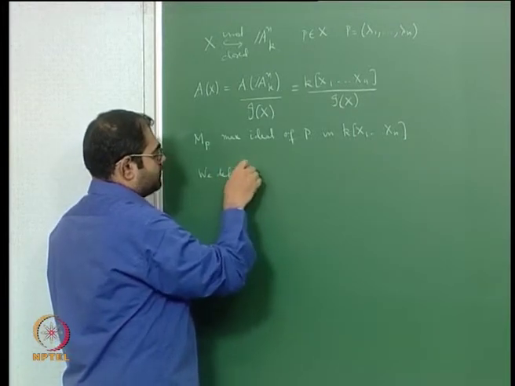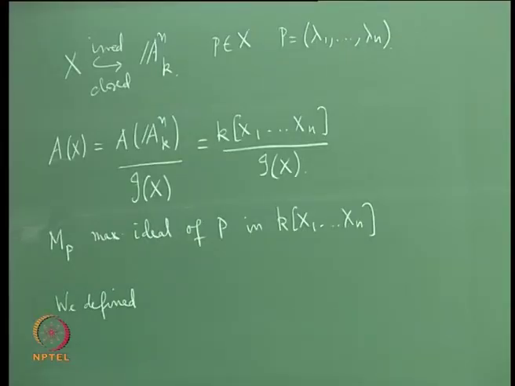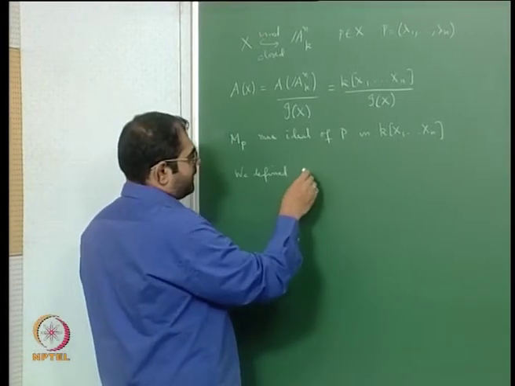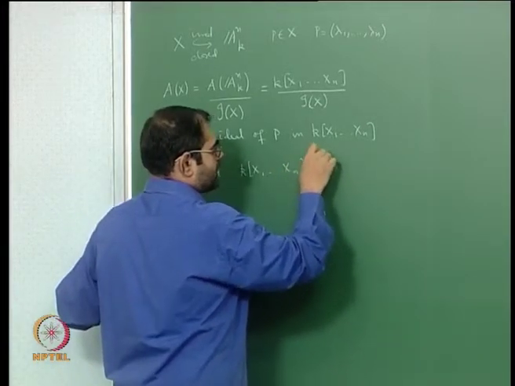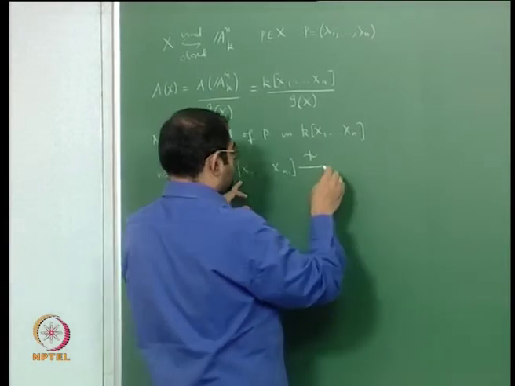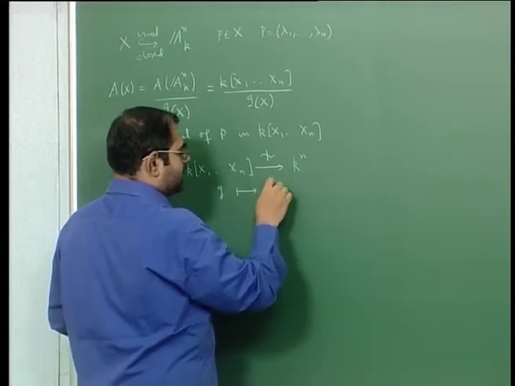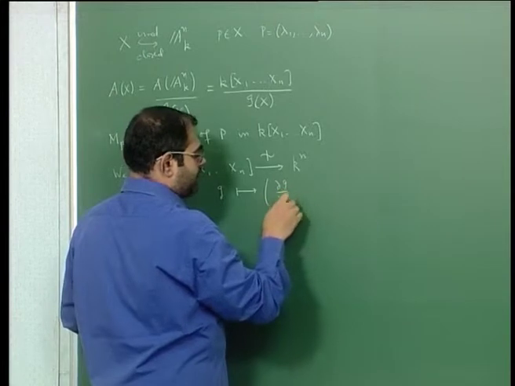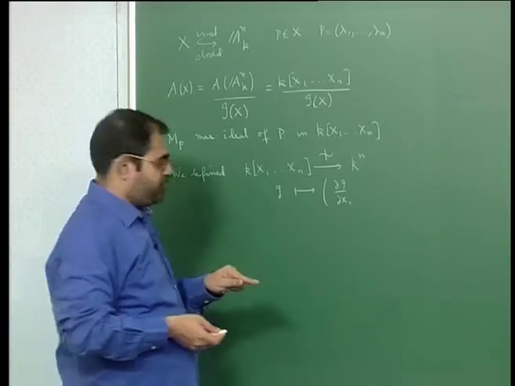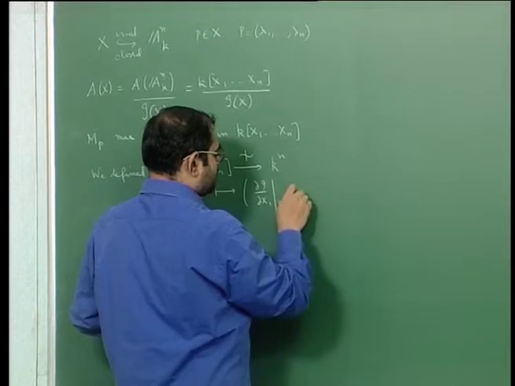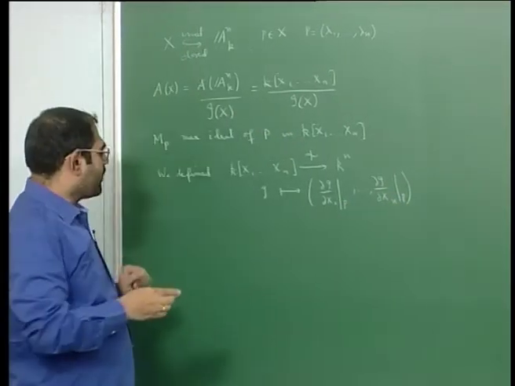And then we defined essentially the gradient function, the function that associates to each polynomial its gradient at the point p. I think I called the map psi, and that goes from k[x1, ..., xn] into k^n, which takes any g to its gradient, namely you take the partial derivatives of g with respect to these n variables and evaluate at the point p. So this is ∂g/∂x1 at p and so on, ∂g/∂xn at p, okay.